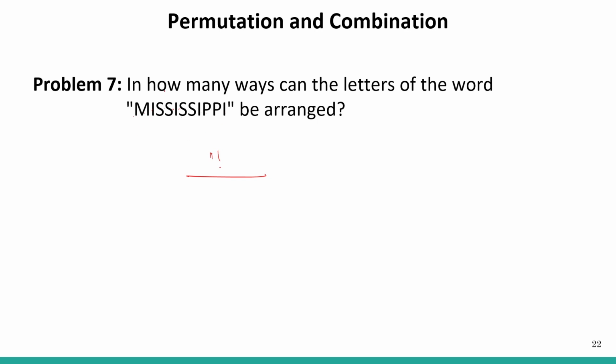Let's see how many times M is repeated. Once. How many times is I repeated? 1, 2, 3, 4. So it will be 4 factorial. Then how many times is S repeated? 1, 2, 3, 4. 4 factorial is again there. How many times is P repeated? 2 times, so 2 factorial. Whatever the value is here, that will be the answer.